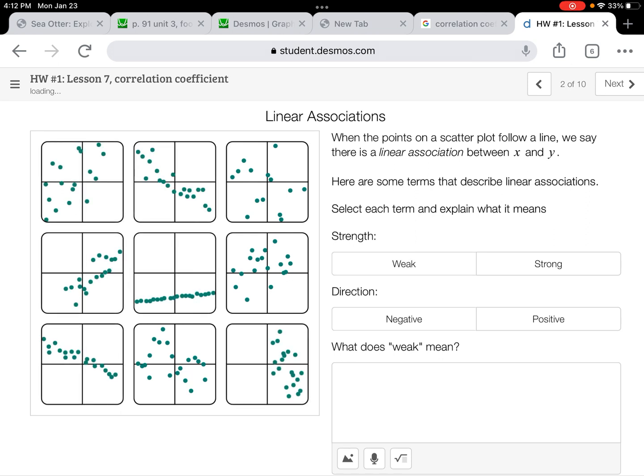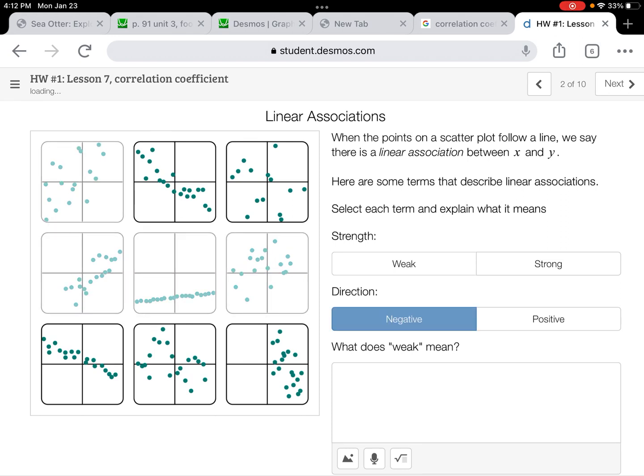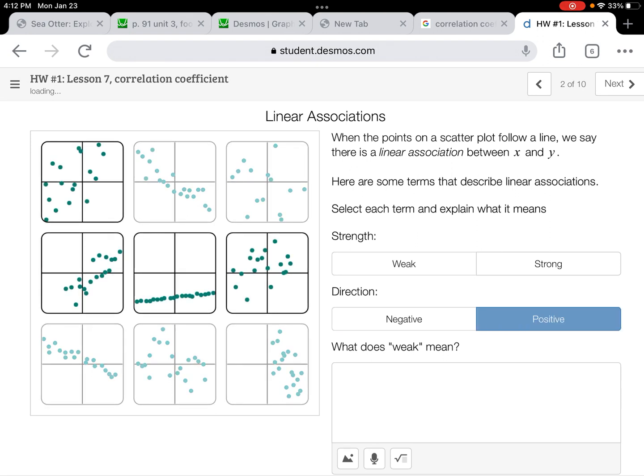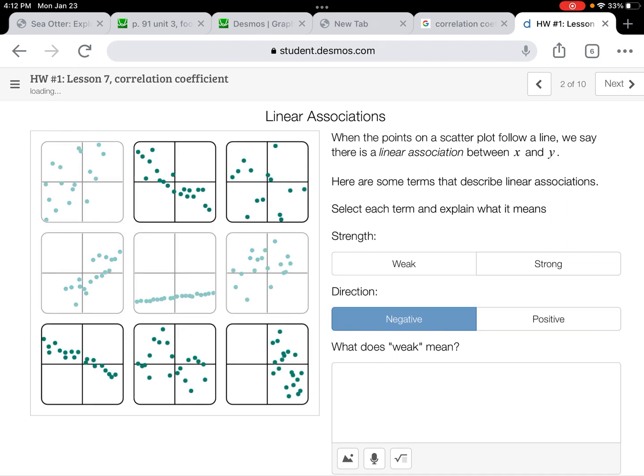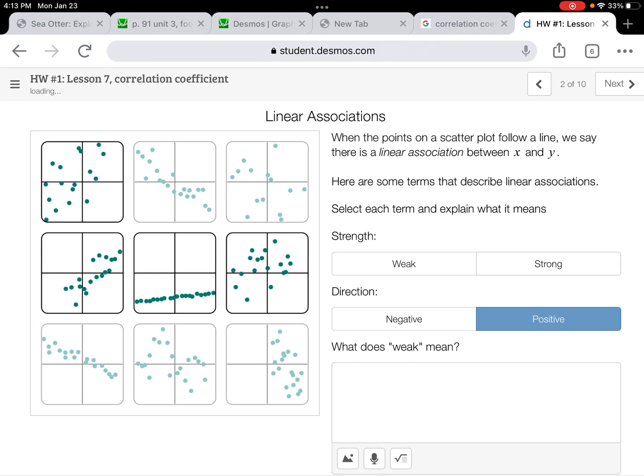Now, how about direction? Here's ones that show a negative linear association. And then here are the ones that show a positive linear association. So you might look at these and think, what do they have in common? Well, the negative ones, if you drew the line of best fit for each of these, would have negative sloping lines, meaning as x got bigger, the y value got smaller. Whereas these ones have positive sloping lines of best fit.